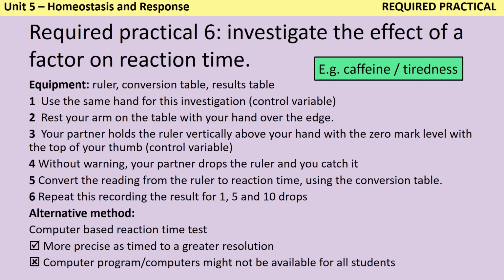And you're going to do this experiment on 2 different occasions, one just as a control, and then a second one where you've changed a factor, like drinking several cups of strong coffee. You're going to use a conversion table that allows you to translate the distance that the ruler has fallen before you catch it into a reaction time. And you're going to need to control certain factors, like always using the same hand, because the hand that you write with, you're going to have better dexterity, so maybe you'll be able to catch the ruler faster.